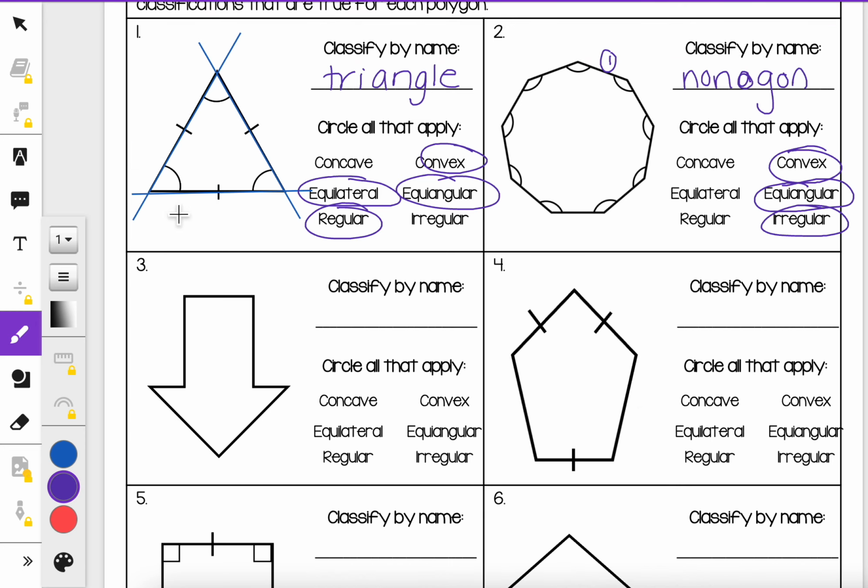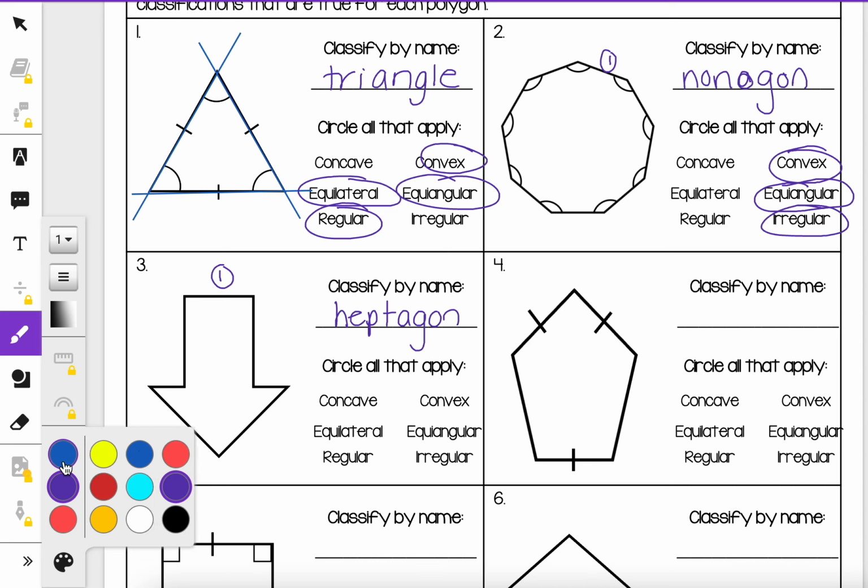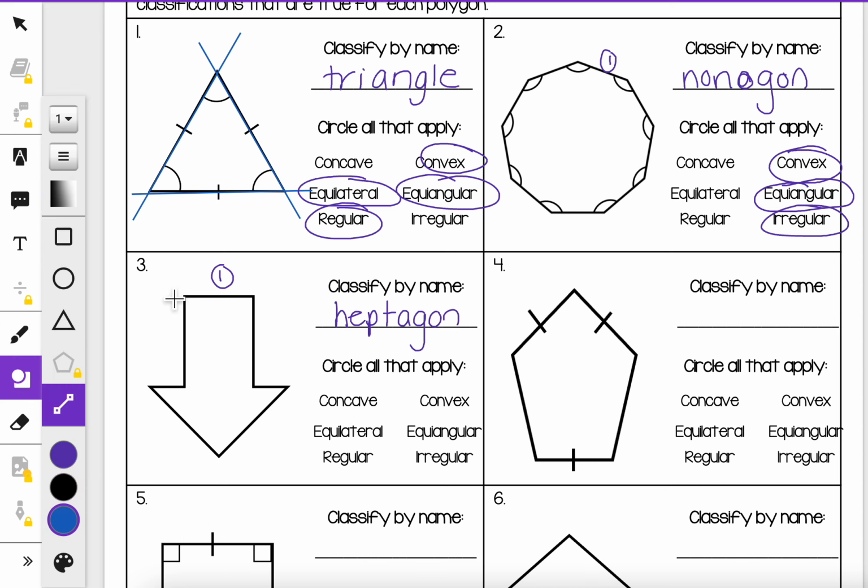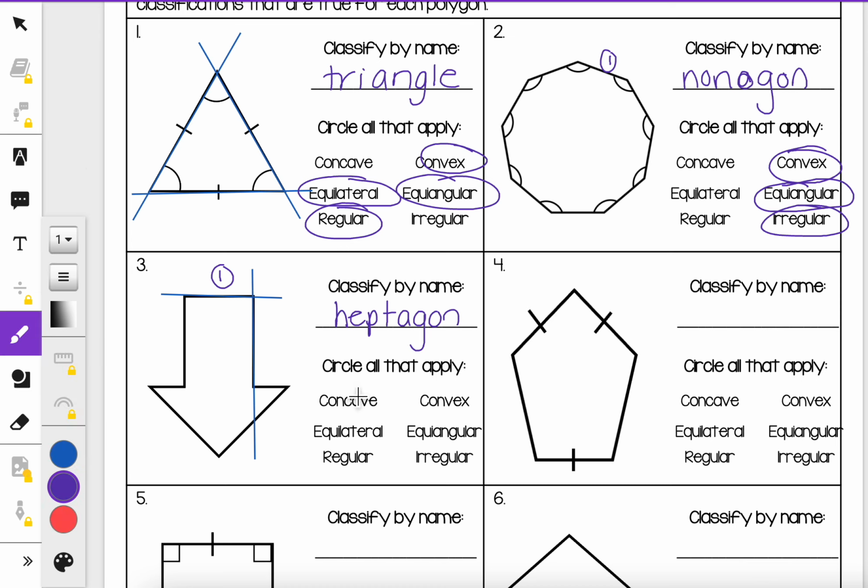Number 3, we have this arrow. I'm going to count my sides. I have 1, 2, 3, 4, 5, 6, 7. So this is a heptagon. Now, if I extended these sides, right away I see that this side is going to go through my heptagon, this arrow here. So this would be concave. I don't see any markings that would let me know that this is equilateral or equiangular, so this is an irregular figure.